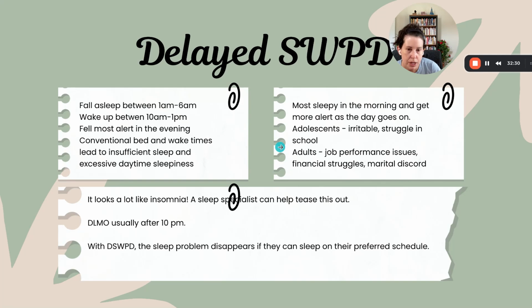And then in an adult, there might be job performance issues, which of course, if you have issues with your job, that's going to lead to financial issues. That could also lead to marital discord. It's kind of how it shows up for adults.